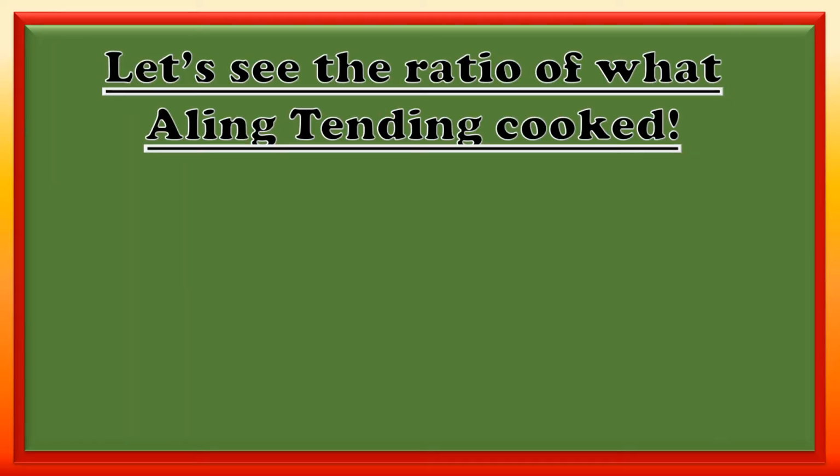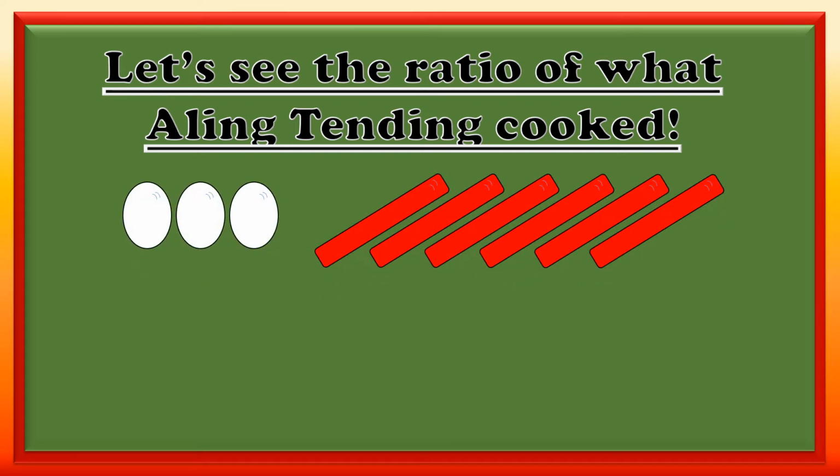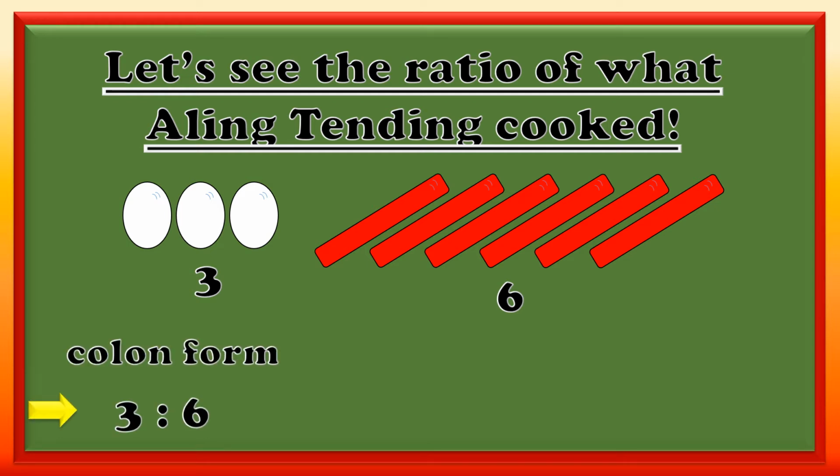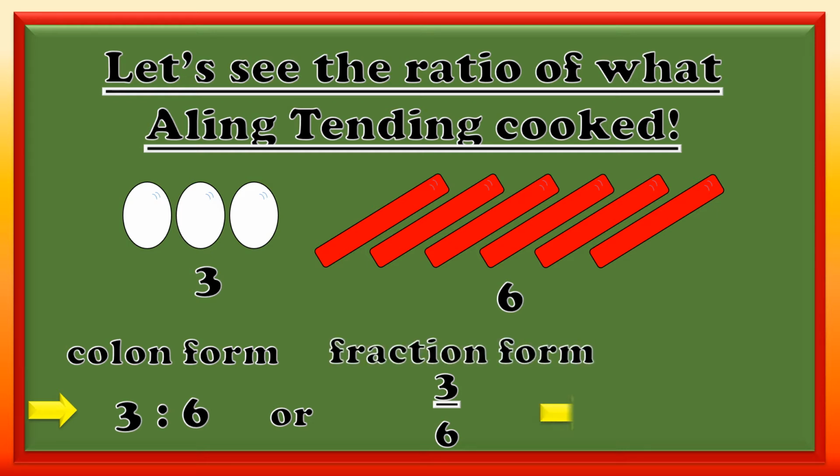Okay, let's see the ratio of what Aling Tending cooked. So again, we have 3 eggs and 6 hot dogs. So that's 3 and 6. To write this in ratio, or to compare the number of eggs to the number of hot dogs, we just write it this way, and this is called the colon form. Or we just write it this way, and this is called the fraction form. Both are read as 3:6. Okay?